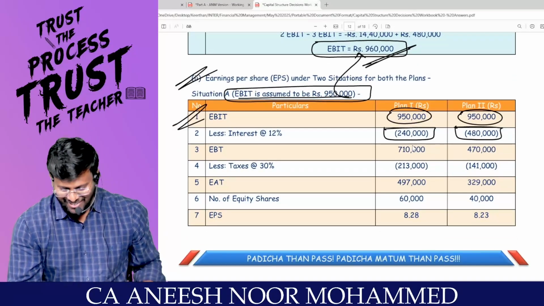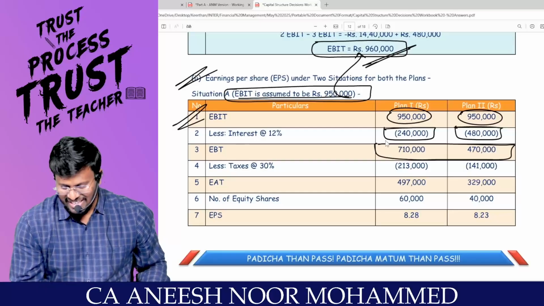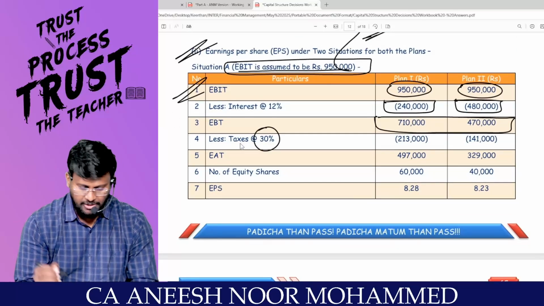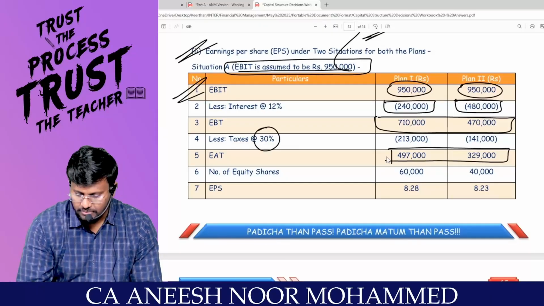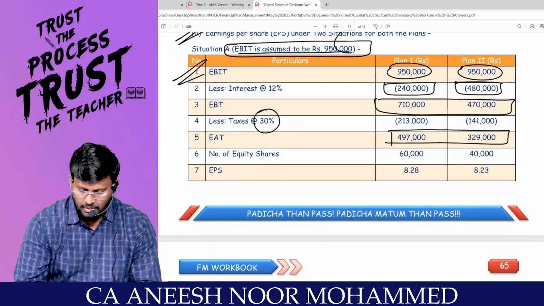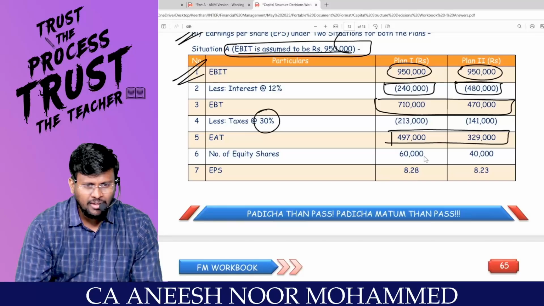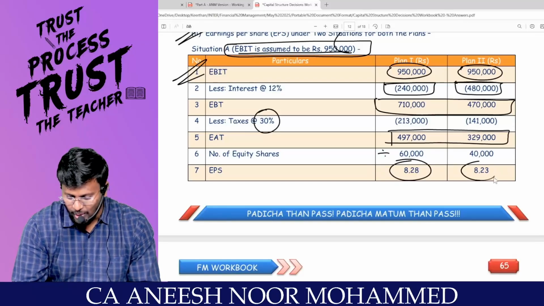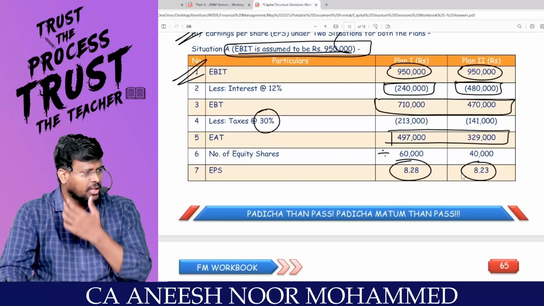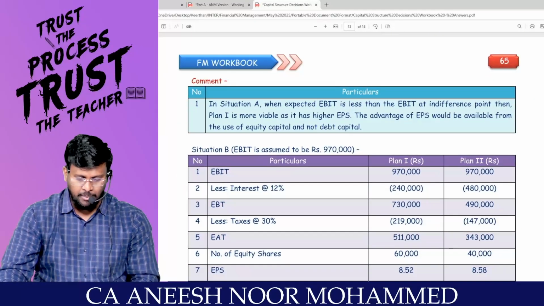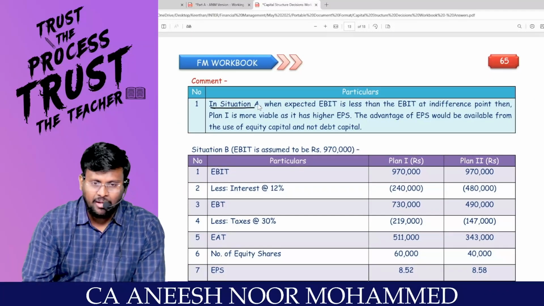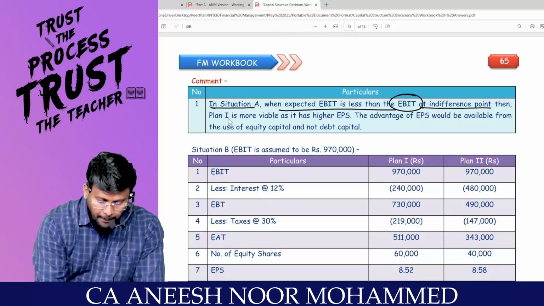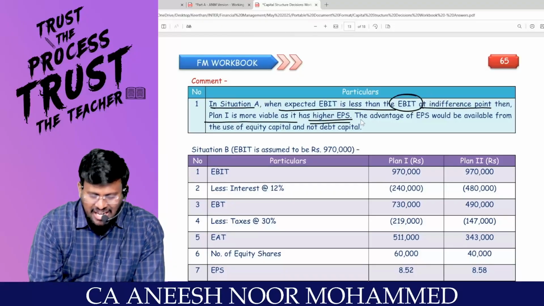What is the EBIT? 7,10,000 and less tax at the rate of 30%. You will get a PAT: 4,97,000 and 3,29,000. Number of equity shares, we already found: 60,000 and 40,000, and EPS 8.28 and 8.23. So, what is the comment? This is very important. In situation A, when expected EBIT is less than EBIT at the indifference point, then plan 1 is more viable because it has higher EPS.